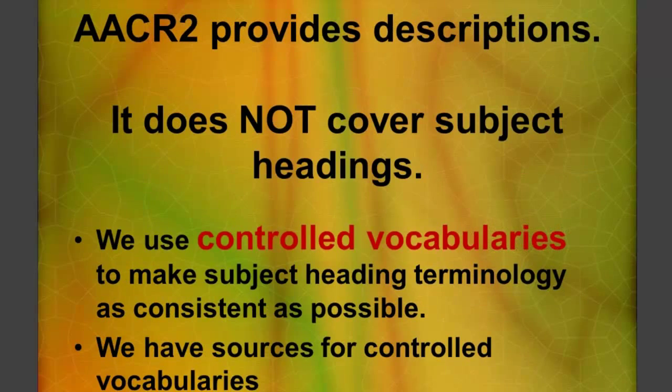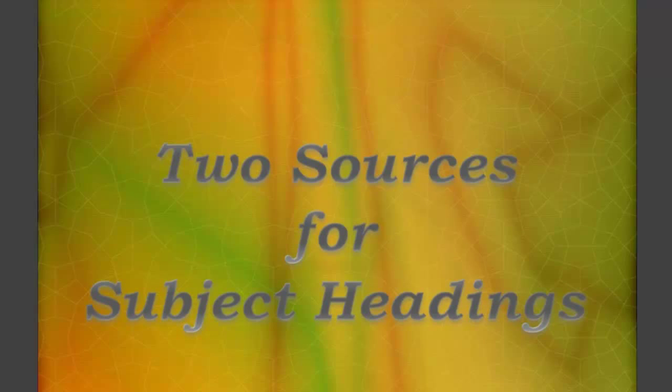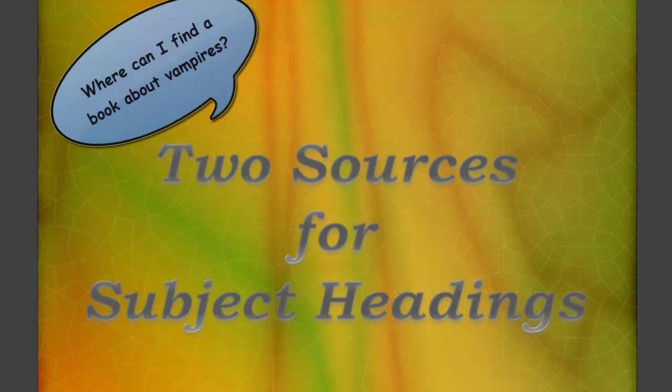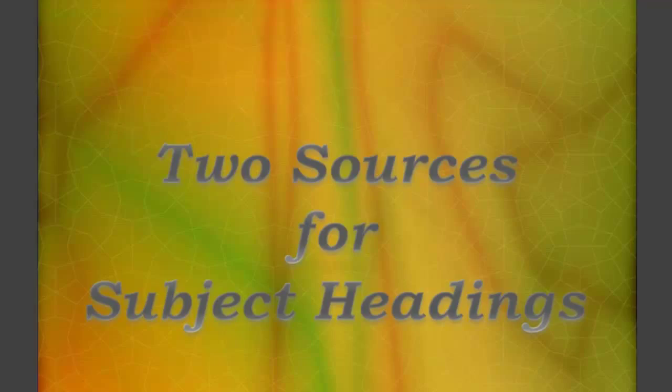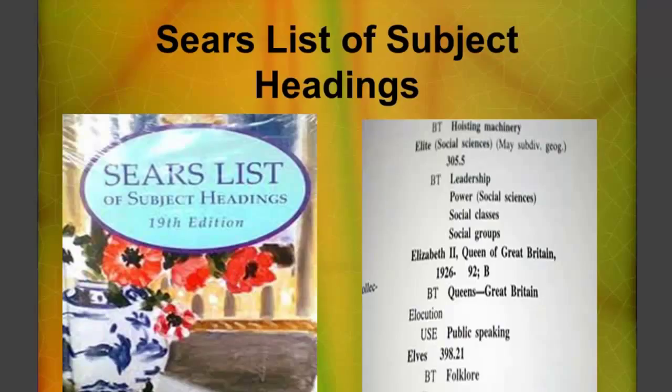AACR2 gives us descriptions, but it does not tell us about the subjects of our books. AACR2 does not tell us how to use controlled vocabularies for subject heading terminology. We have other sources for that, and we have two sources for subject headings. Now, what do I mean by a subject heading? A subject heading might be "Dogs--Fiction" or "Folk tales--United States." It's simply what your item is about and how your patron will access that item.